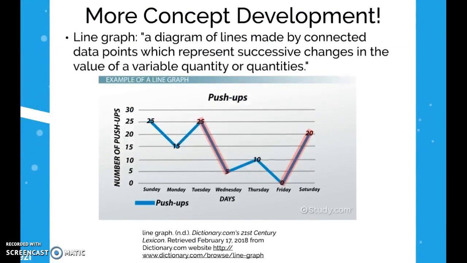A line graph is a diagram of lines made by connected data points, which represent changes in a value. So this person calculated the number of push-ups that they did over a week. Sunday was 25, Monday was 15, Tuesday 25, and as you can see, they connected each data point with lines, so you can see the range and the trend.